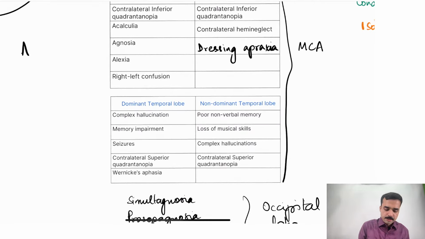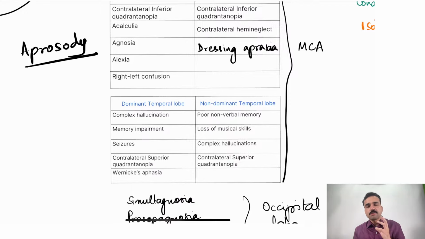What is aprosody? Aprosody is when there is a lack of emotional intonation when one is speaking. Instead of me saying, "Hi, how are you?" if I say it like this, it's very monotonous. There's no emotion to it. So instead I say, "Hi, how are you?" There's an emotion to it. That kind of intonation that comes into speech is called prosody.